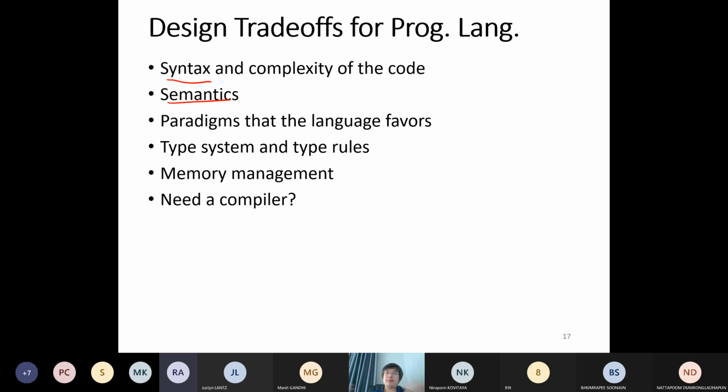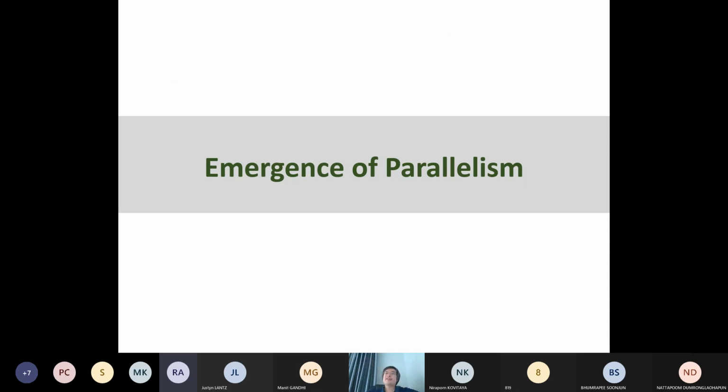So some languages don't really require a compiler, right? And then there's also the emergence of this concept called parallelism, i.e., making your program run faster by running many things in parallel.